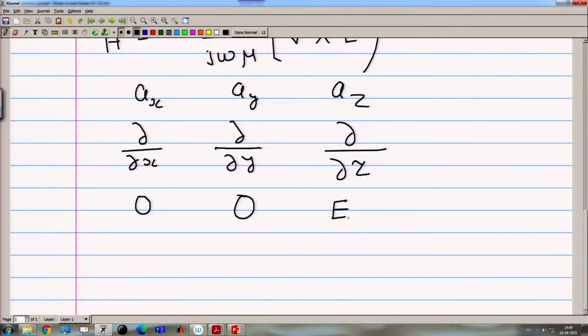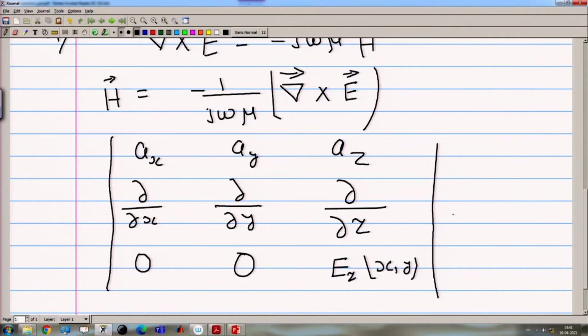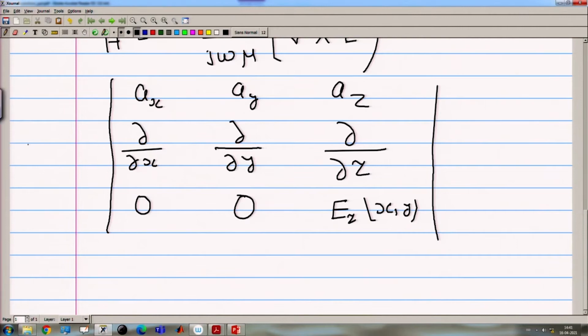So, Ez is a function of x and y. So, this will be del cross E, and minus of 1 by j omega mu, that means it will be vector equal to j divided by omega mu. This can be simplified, we can simplify this.